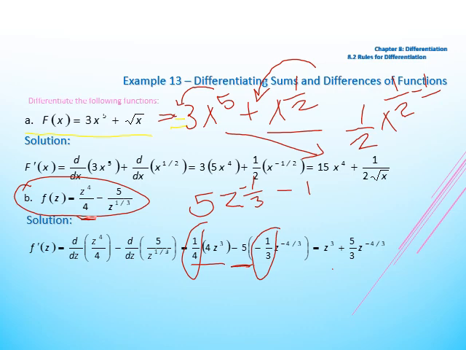By simplifying it all, we get z to the power 3 plus 5 over 3, z to the power negative 4 over 3. And we can write it with a positive exponent like this: z to the power 3 plus 5 over 3 z to the power 4 over 3, or the cube root of z to the power 4 also. Check your answer in a simplified form.